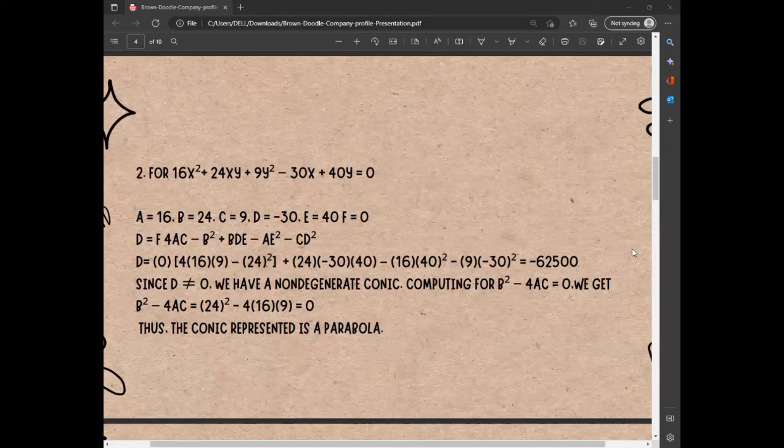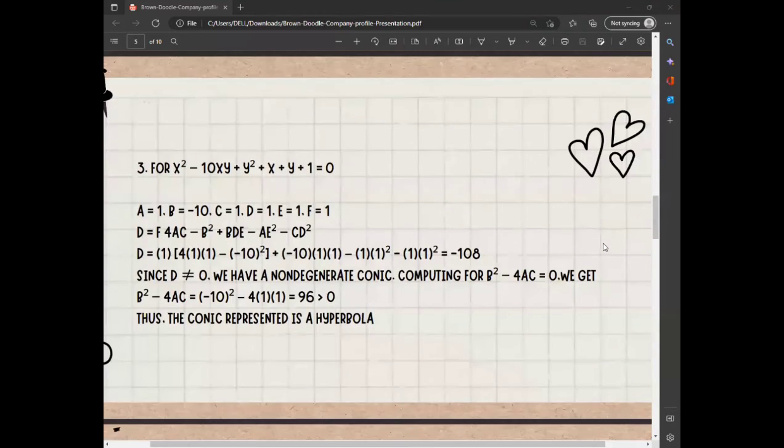Computing for b squared minus 4ac, we get 24 squared minus 4 times 16 times 9, which is equal to 0. Thus, the conic represented is a parabola. Because b squared minus 4ac is equal to 0, it is called a parabola. Next.